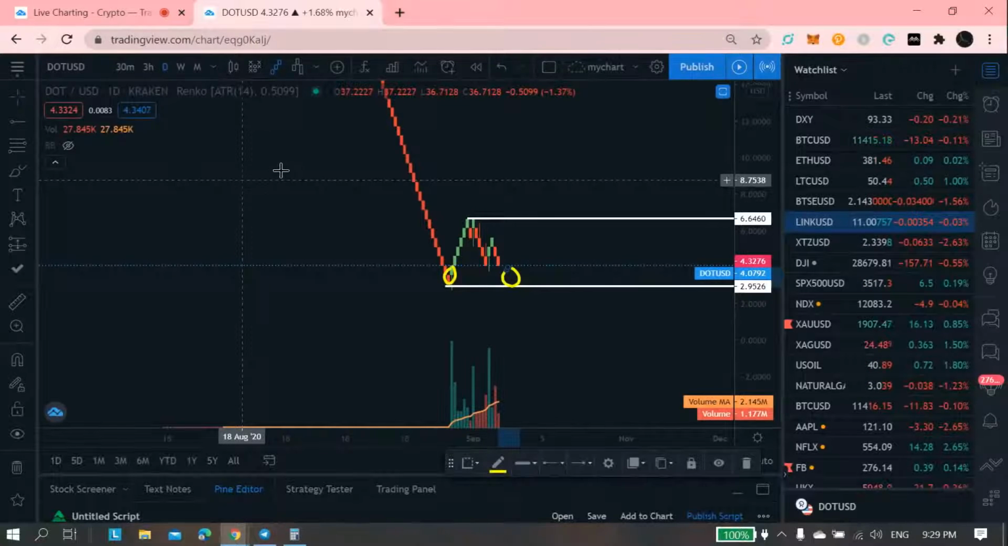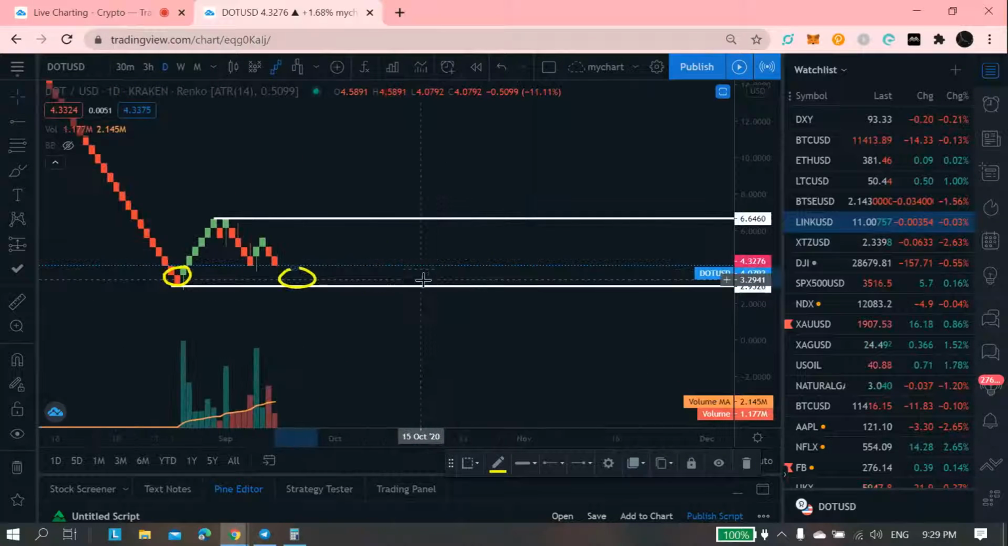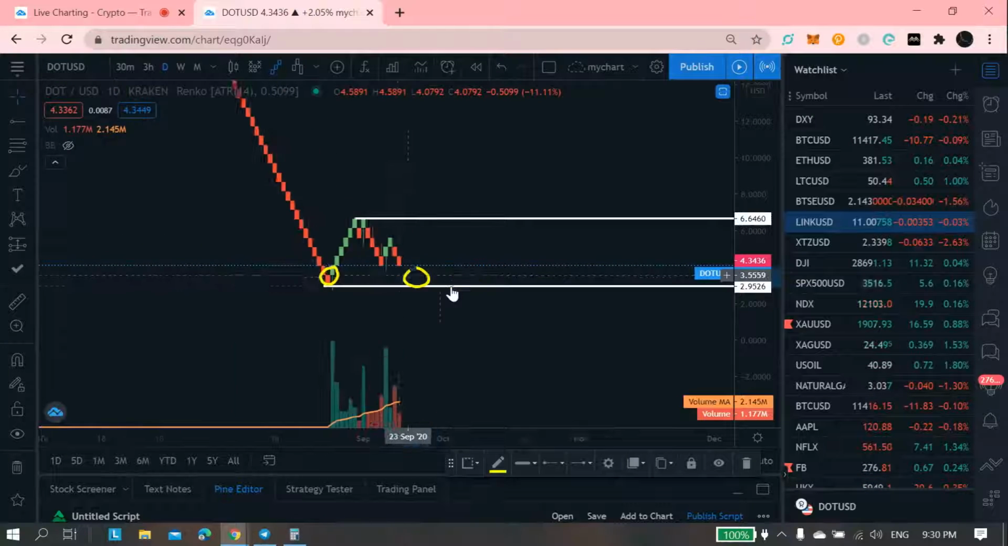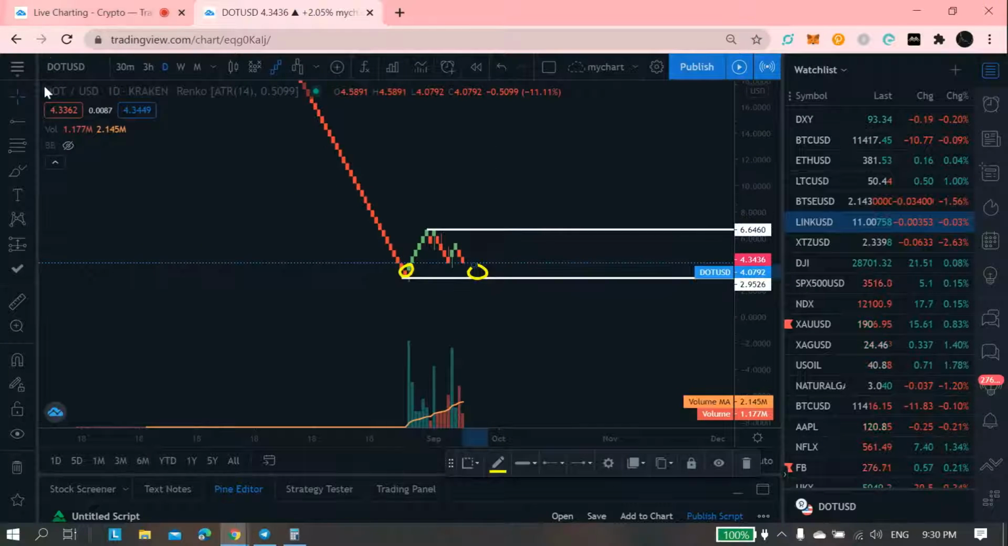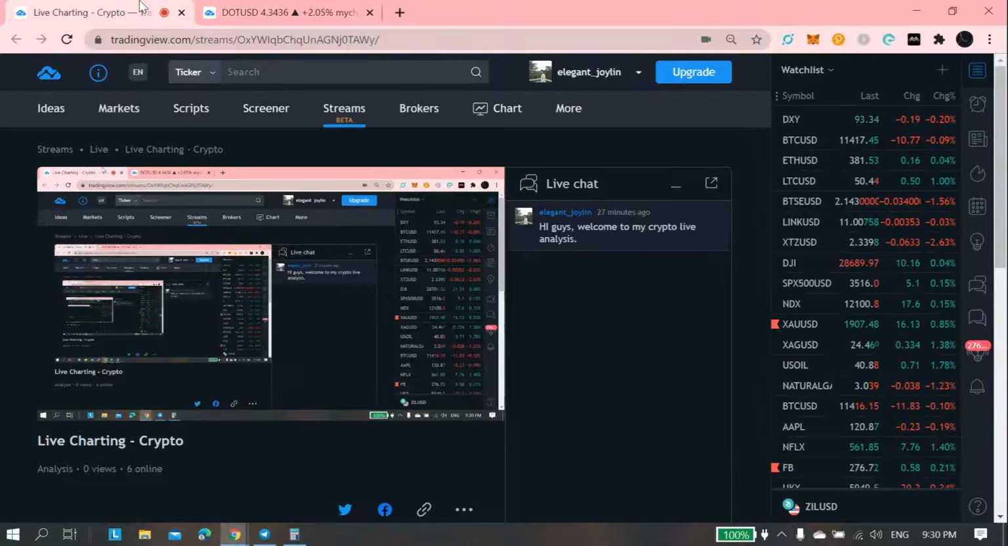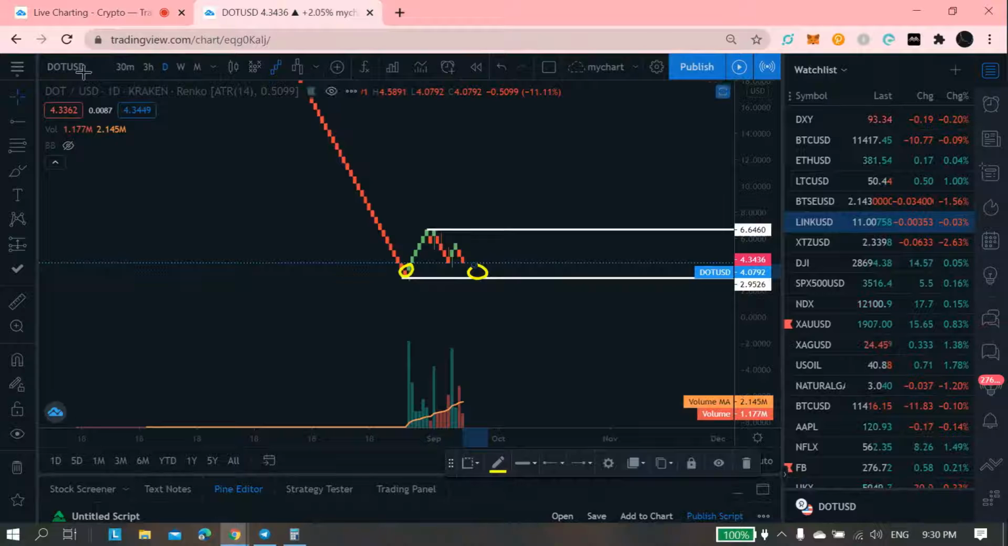If it breaks this level, then possibly another Renko chart will be formed. So the difference is actually 0.5. The low it reached is 3.05. 3.05 less 0.5, so around the 2.5 area if the $3 will not hold. Let's see. So that's Polkadot.